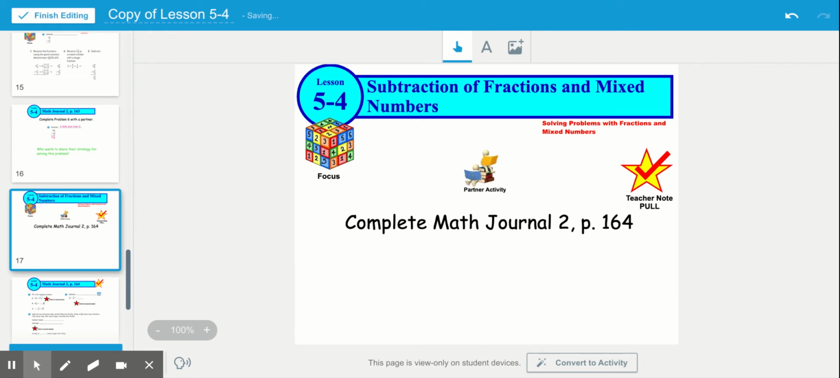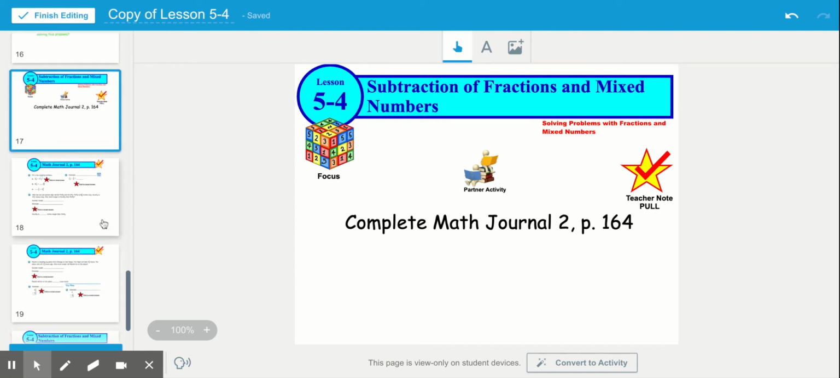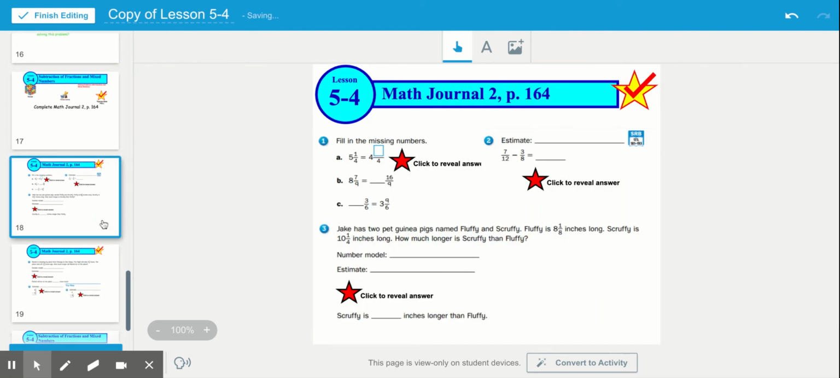So turn to page 164, and this is for you to do and check your understanding. So we've got some problems here. Number one, you're going to fill in the missing number. What you're doing is just creating equivalent mixed numbers. You're going to borrow from the whole number and put it into the fraction for number 1a, b, and c. You're going to look at those.